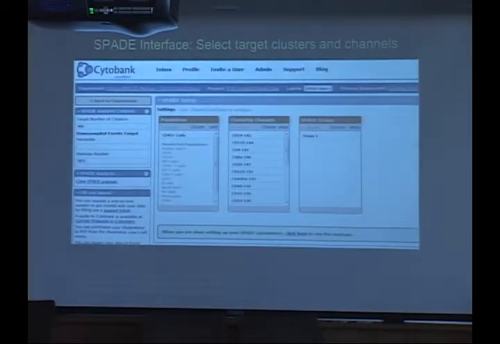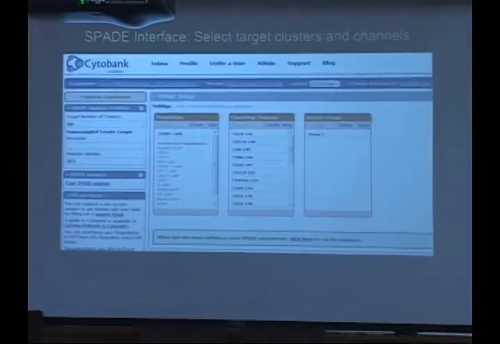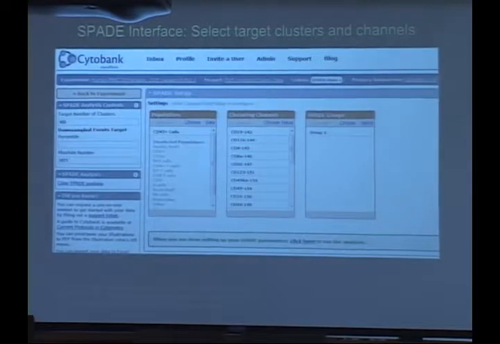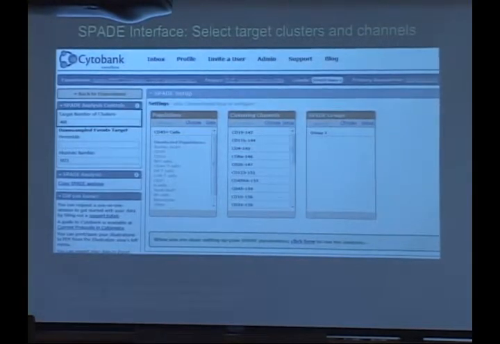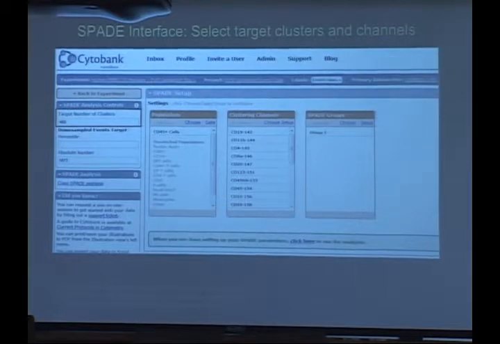To set up the actual run, you only need 5 things. The first is the number of nodes starting out. In this case, the target number of clusters is about 400. The second is the downsampled events target. And so Spade goes through a couple different steps.